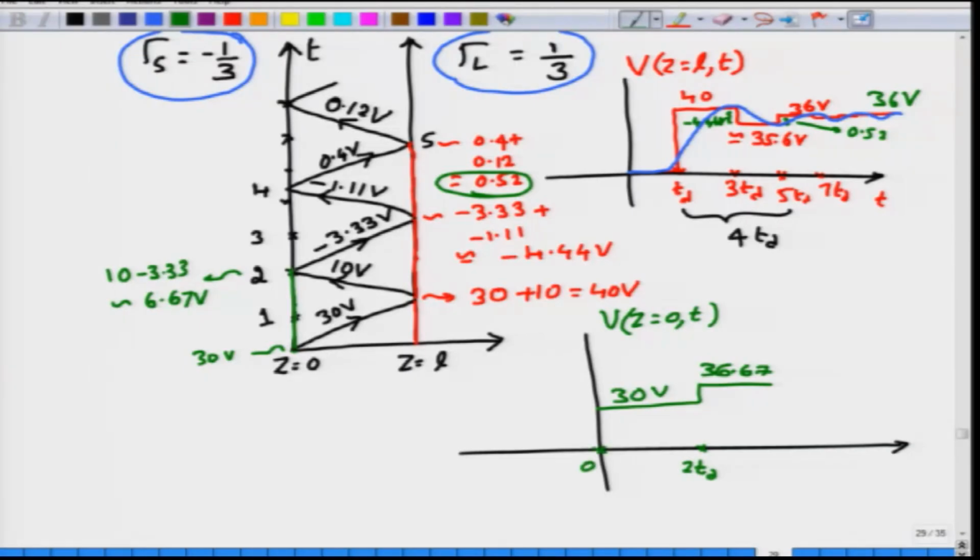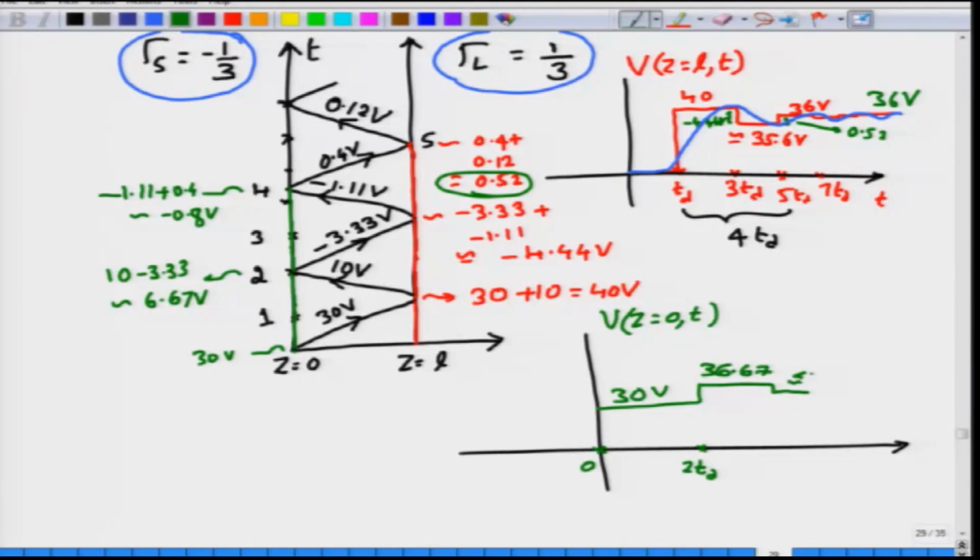Okay. Then you continue your journey and you will see that the next change happens at 4 Td, at which point you had minus 1.11 plus 0.4, which is roughly minus 0.7 volt or minus 0.8 volt. I don't really have the correct value here, but you do know that this is in this particular range. And what is interesting is that this will actually pull down the voltage slightly now. So, 36.67 minus 0.8 is slightly less than 36.67 volts itself.